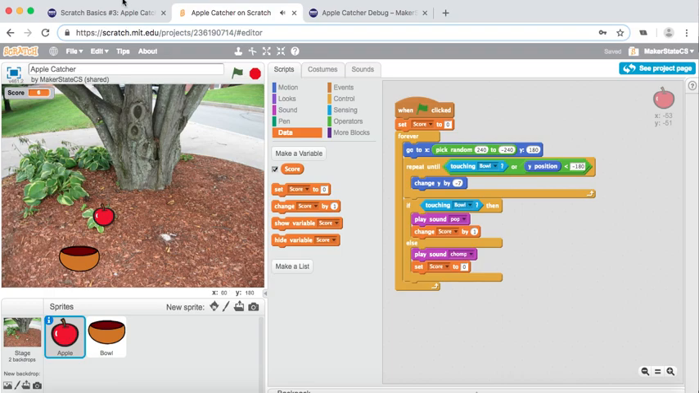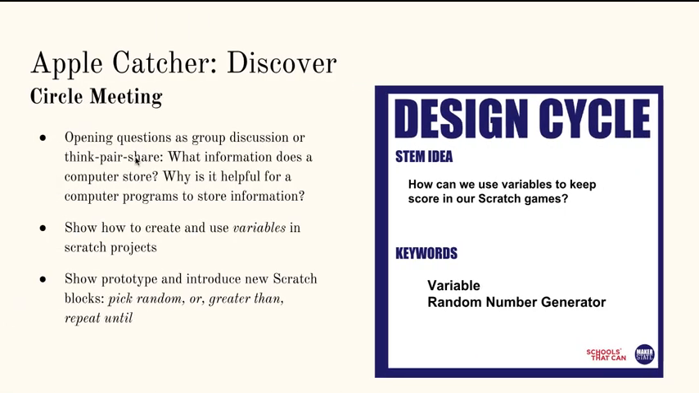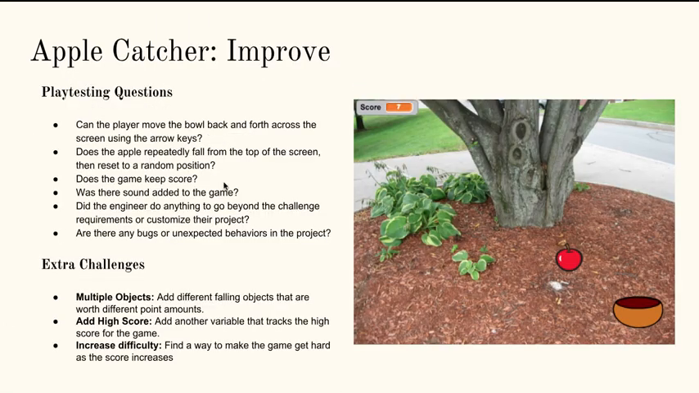Okay, so after your students build that project, they'll be in the improve phase, and here are just some playtesting questions to guide you through the playtesting process. Can the player move back and forth across the screen using the arrow keys with the bowl?